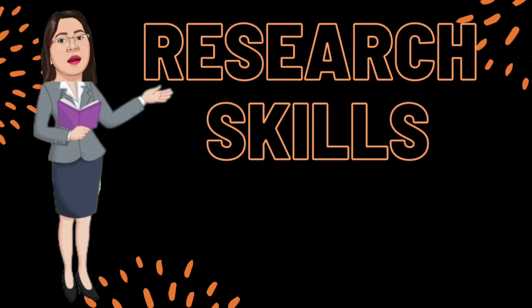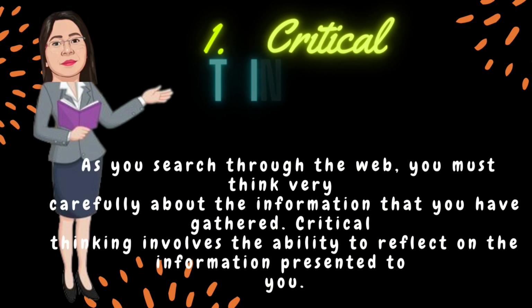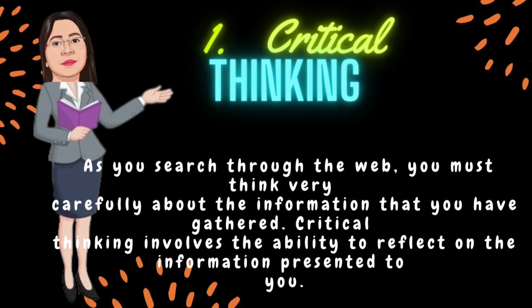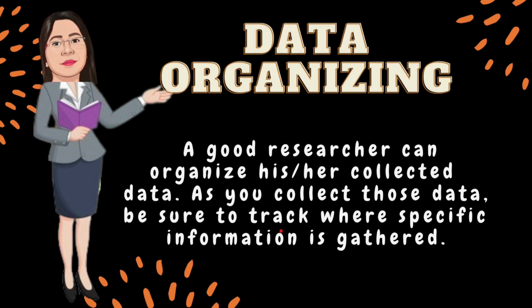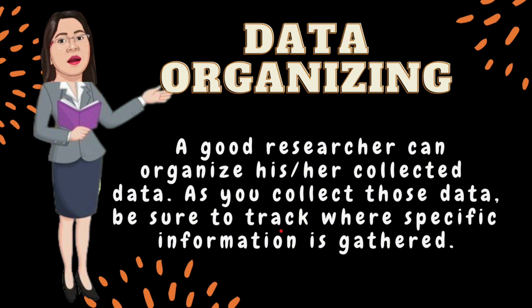In order to achieve or access what you are looking for, you need to improve yourself. As the old saying goes, practice makes perfect. Good research is a product of multiple and continuous searches, and here are some skills you can adopt or improve. The first one is critical thinking. As you search through the web, you must be very careful about the information that you have gathered. Critical thinking involves the ability to reflect on the information presented to you. Then we have data organizing. A good researcher can organize his or her collected data, and as you collect those data, be sure to track where specific information is gathered.